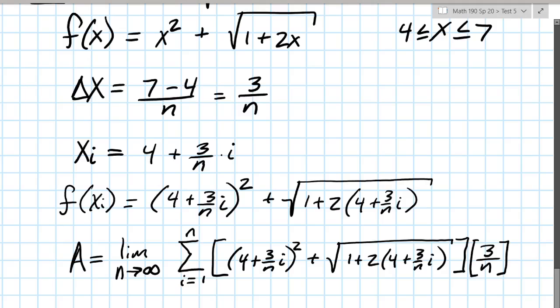Okay, don't forget, it's just base times height. We're finding the base. We're finding the height. And then we're just adding up base times height.